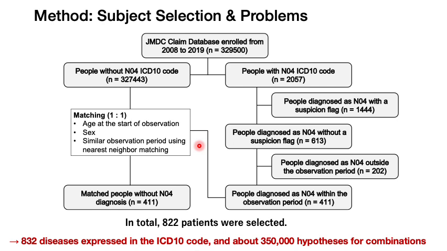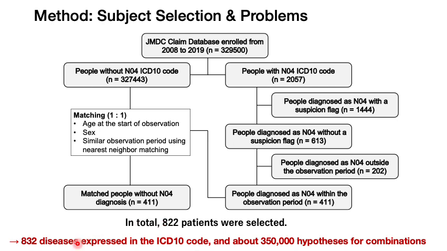This shows the subject selection. We used ICD-10 codes to define nephrotic syndrome patients. Individuals with an N0 for diagnosis were selected with these criteria. Then we set the control patients to match one by one with age, sex, and observation periods from individuals without an N0 for diagnosis. For the onset date on each control, we defined the same onset date as the matched case. In total, 822 patients were included in our analysis.